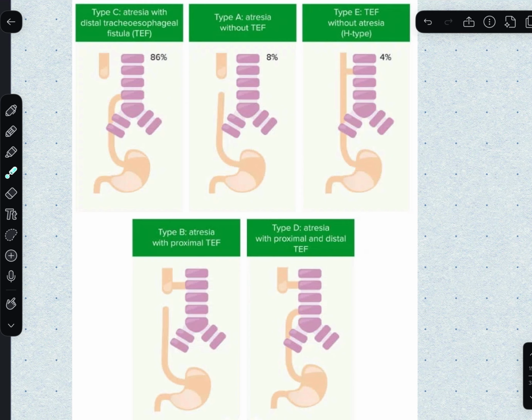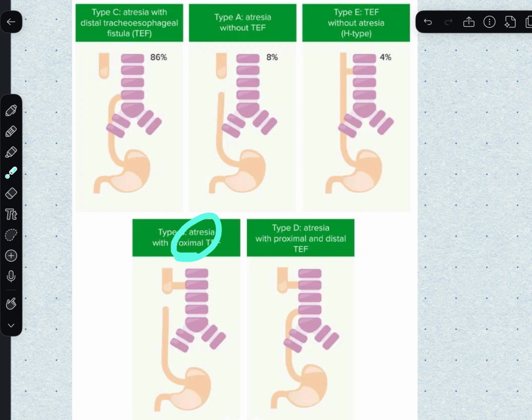So this is a picture of all the 5 types. So the first one you can see is atresia without any fistula. So this is the first one, atresia without any fistula. And the last one is no atresia but there is H type. So this is the H type which you can see, right? So here there is no atresia. So the first and last types are done, and the other 3 types are proximal, distal and the proximal and the distal.